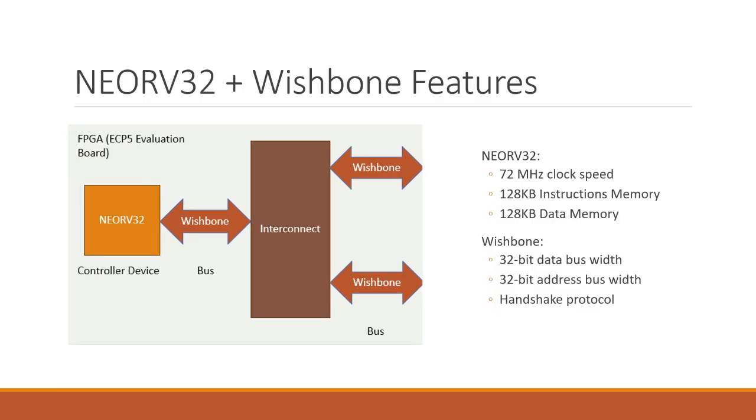We'll start discussing the system features. First up is the NEORV32 and the Wishbone bus. The NEORV32 uses a 72 MHz clock. It has 128 kilobytes of instruction memory, which is used to hold user programs. It also has 128 kilobytes of data memory, which is fast processor local RAM used for storing runtime data, stack, and variables. The Wishbone bus has a 32-bit data bus width, a 32-bit address bus width, and a handshake protocol with acknowledgement, which allows for reliable transfers.